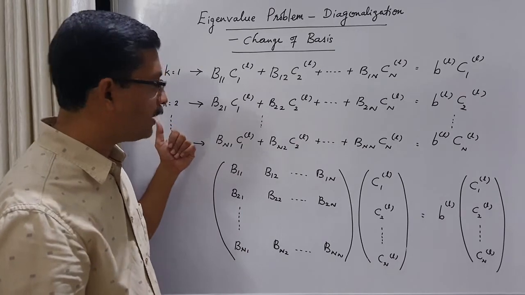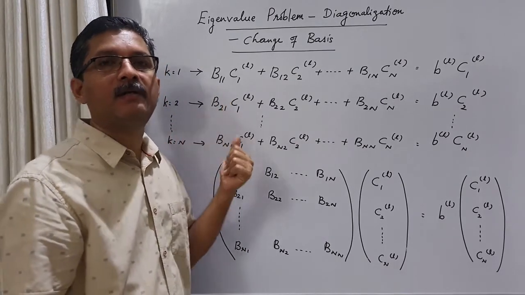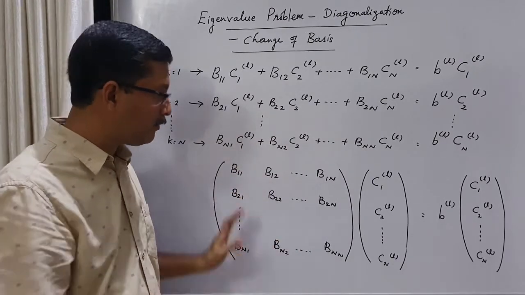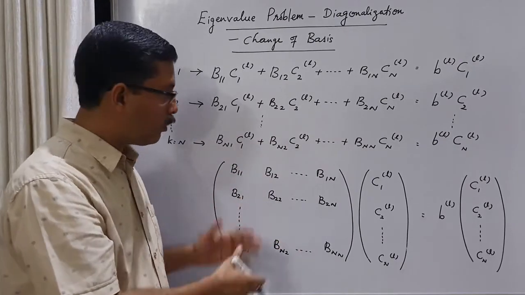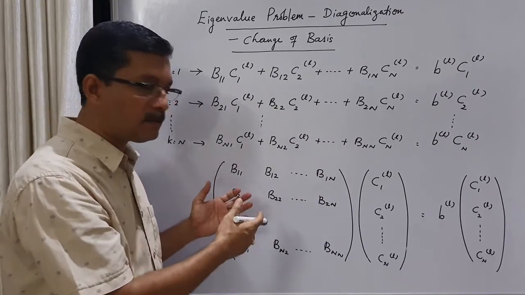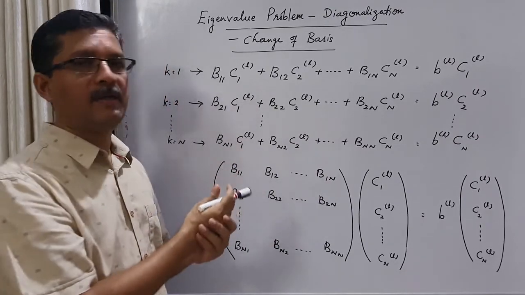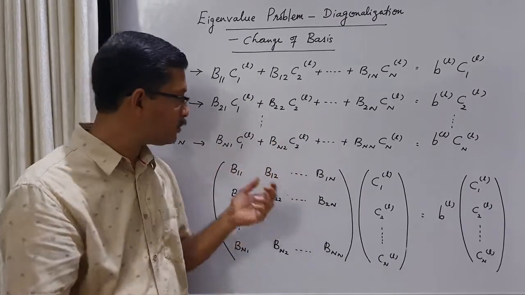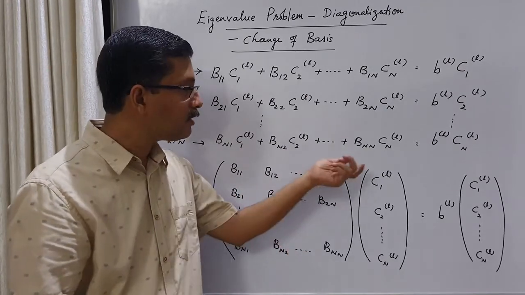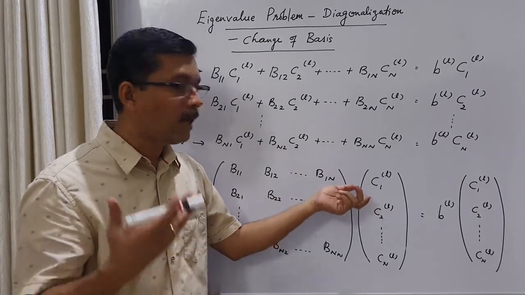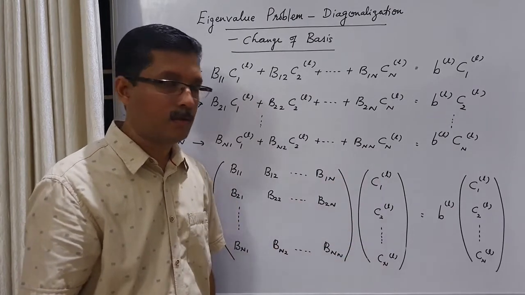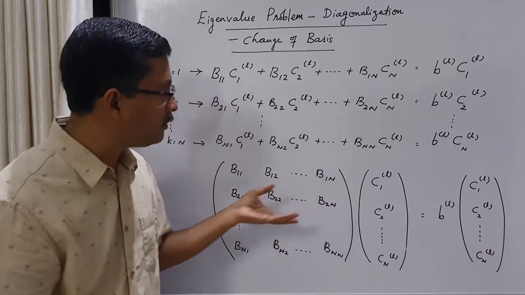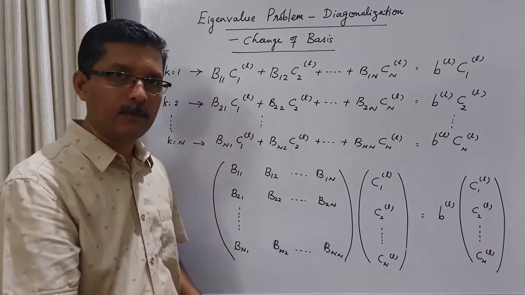So we started with expressing the eigenvalue equation of B in the abstract form. Now we have arrived at the matrix form. How do we get this? We expressed the operator B in the old basis AK. So the matrix elements of B are expressed in the old basis. Similarly, the components of the eigenkets of B are also expressed in the old basis. So this is the matrix form of the eigenvalue equation of B.